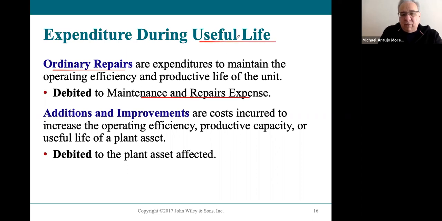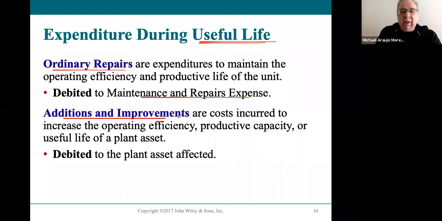However, what if you change its useful life by increasing its efficiency or its capacity? Well, then you've actually had what's called an addition and improvement. This is actually considered a capital expenditure. So let's say that truck broke down and I had to rebuild the engine. Well, rebuilding the engine is basically giving the truck a new engine, which means the truck can last longer than we expected. So in essence, we change its useful life.